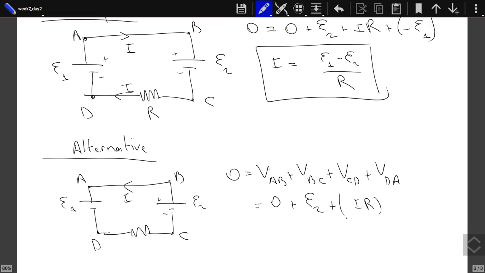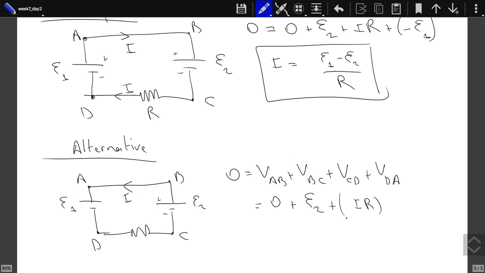Let's look at the case when I is positive. If the current is positive, that means the current is running in this direction. But if the current is running in this direction, it tells me that C is at a lower potential than D. Since the current is across a resistor, the current will always go from the high potential to the low potential. It is losing energy and dissipating it.